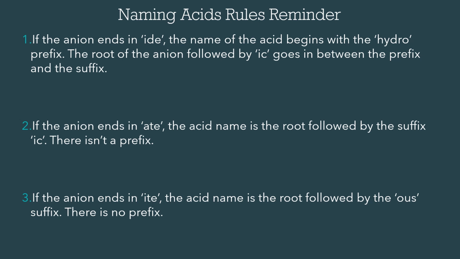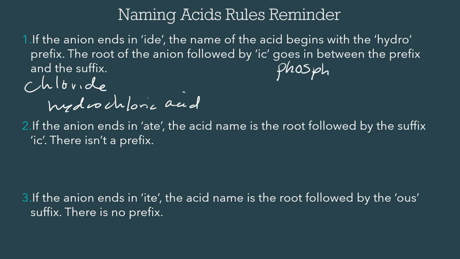So, let's do a few examples really quick here. Let's say we had chloride ion, Cl1 minus. The name is hydrochloric acid. If it was a phosphide ion, so P3 minus, it becomes hydrophosphoric acid. If it was a sulfide ion, it's hydrosulfuric acid. So phosphorus and sulfur, they tend to recruit more letters.